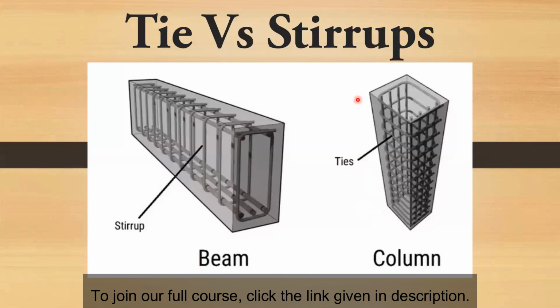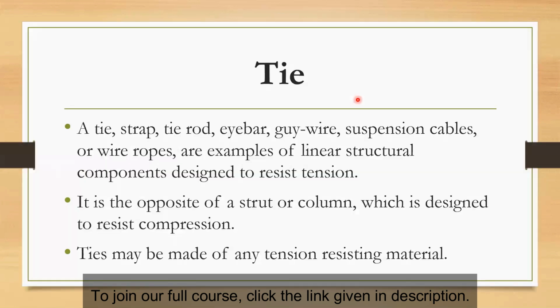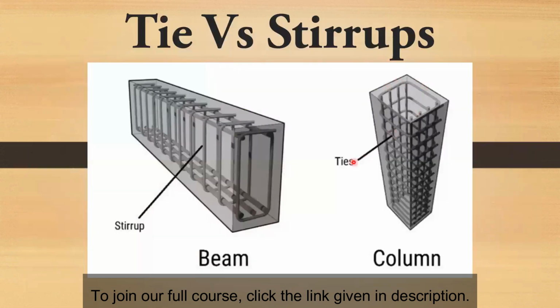Now let's see the definition of the tie and the stirrups. So you can see over here, a tie is a linear structural component designed to resist tension. So how is it resisting the tension? We will discuss it. Then our next point is it is opposite to a strut or column which is designed to resist the compression. Now let's go back to the image, and this is our column. So you can see that this is resisting the compression.